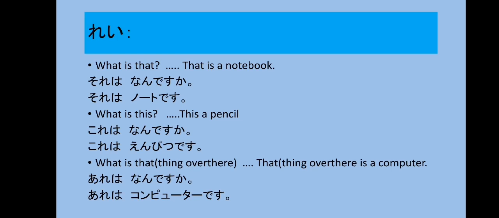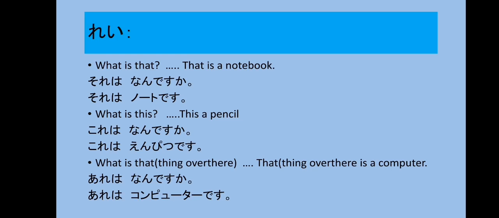So, in this sentence, the notebook is near the listener. So, mas malapit siya sa kausap. So, sasabihin nung speaker, sore wa nan desu ka? In the next sentence, actually dapat kore wa to eh. Kasi siya na yung may hawak ng notebook. Pero let's just say, siguro magkaibang tao to. Mas malapit yung notebook pa rin dun sa kausap. So, sore wa nōto desu.